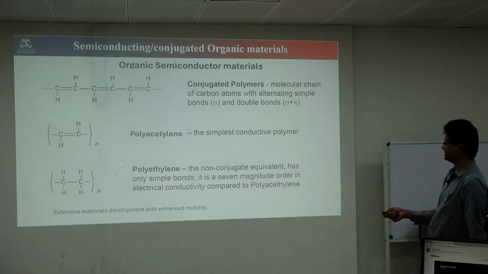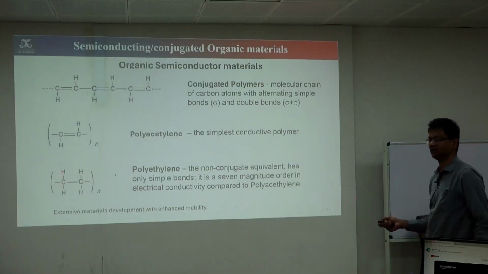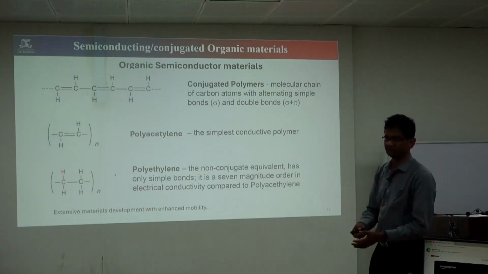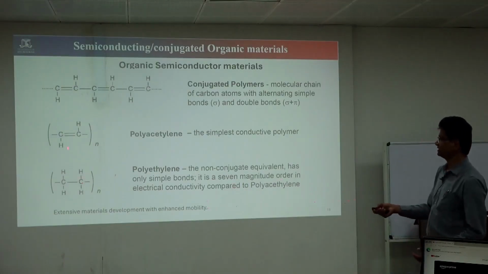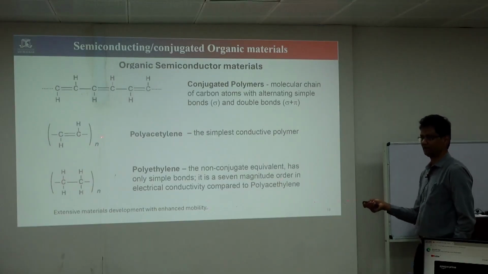In contrast, if you see this polyethylene, we have all single bonds. This is completely insulating. This is what we make our polythene bags from. Normally, this is a non-conductor. It's only flexible. But you can see the difference between this and this. This is a non-conductor, this is an insulator, this is a semiconductor, conductor.